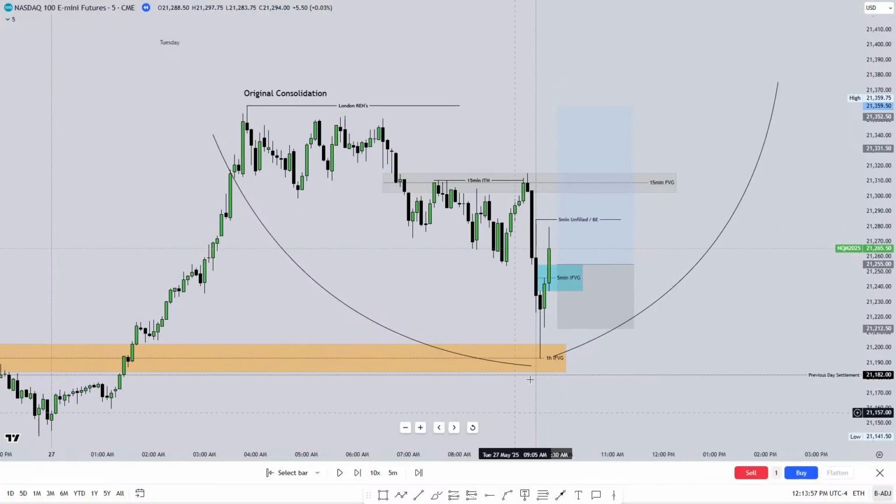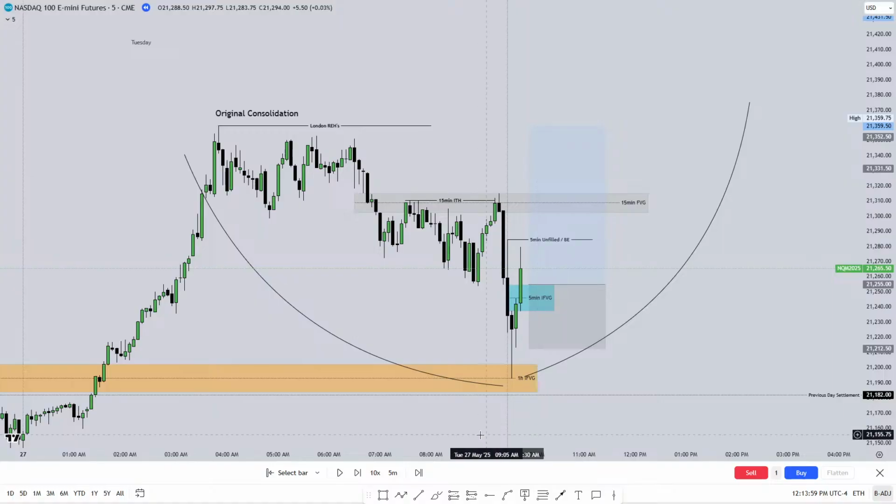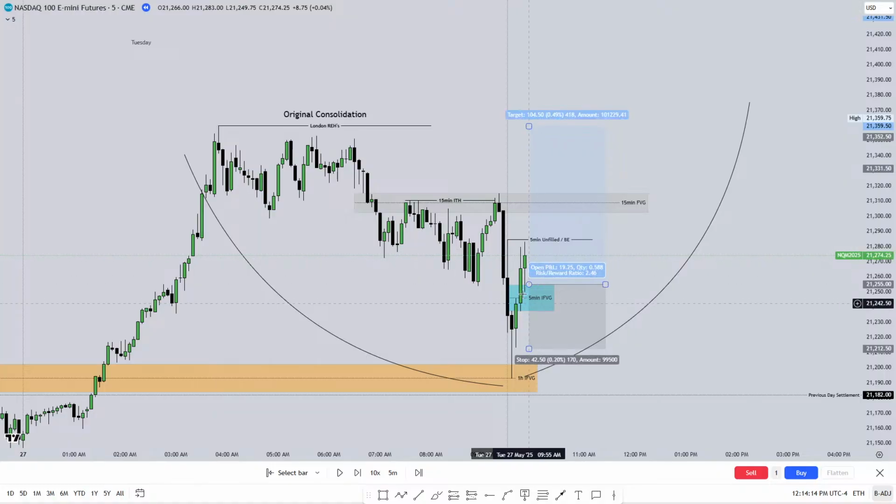Okay, so you can already start to picture it in your head of what you want to see with an obvious draw on liquidity right here. Original consolidation, boom, higher time frame inversion fair value gap, start to show signs of moving higher. Hit that 5 minute inversion right here.